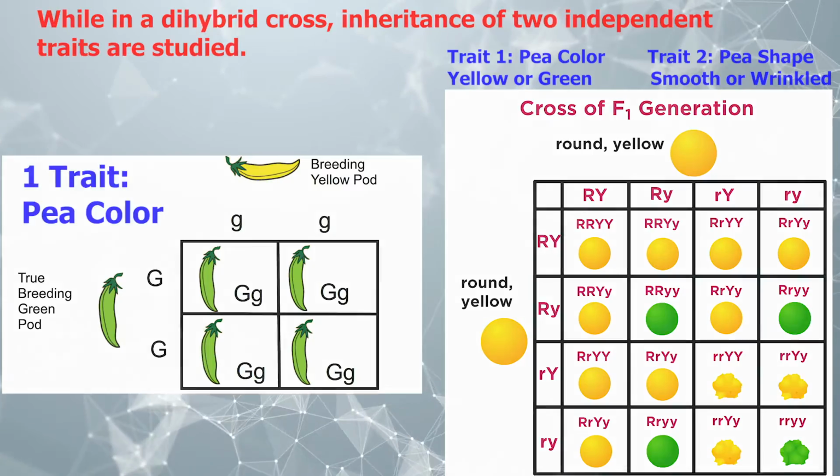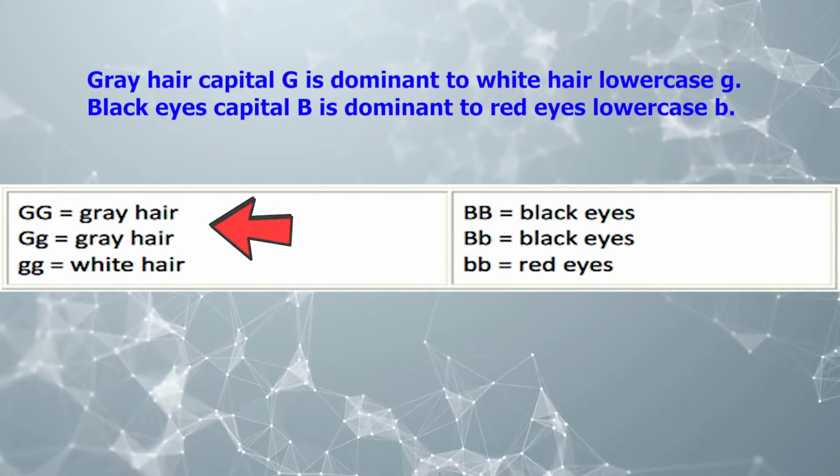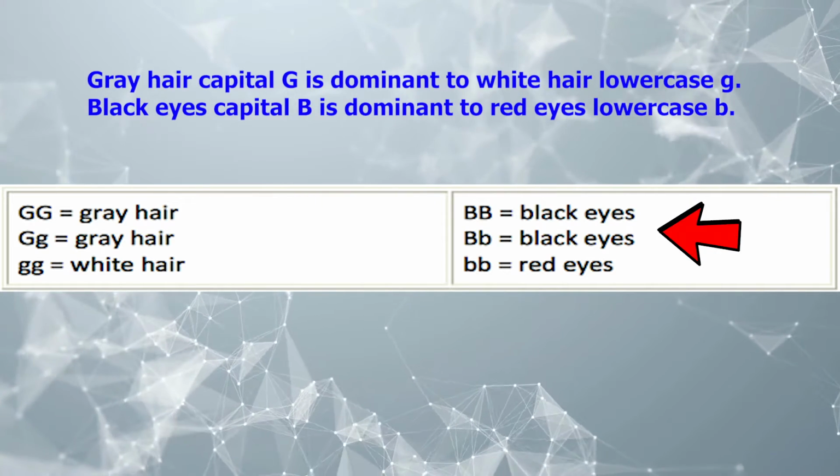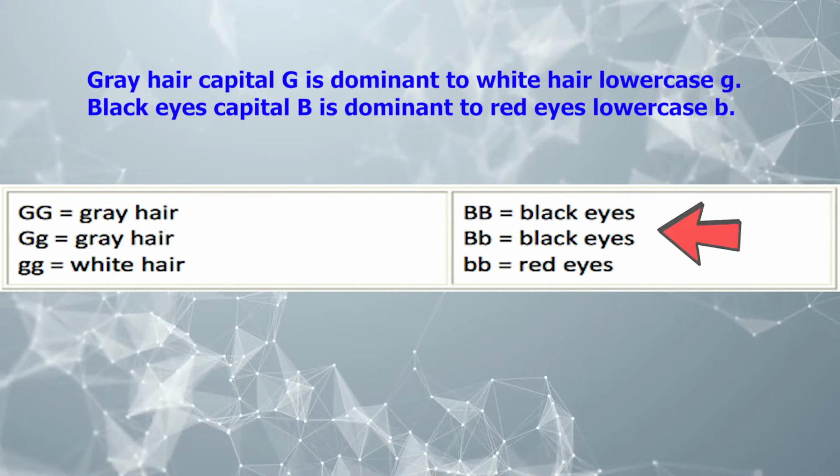Let's first take a look at how to analyze and determine the phenotypes of organisms with certain genotypes by looking at the following diagram. Notice that gray hair, capital G, is dominant to white hair, lowercase g, and black eyes, capital B, is dominant to red eyes, lowercase b.